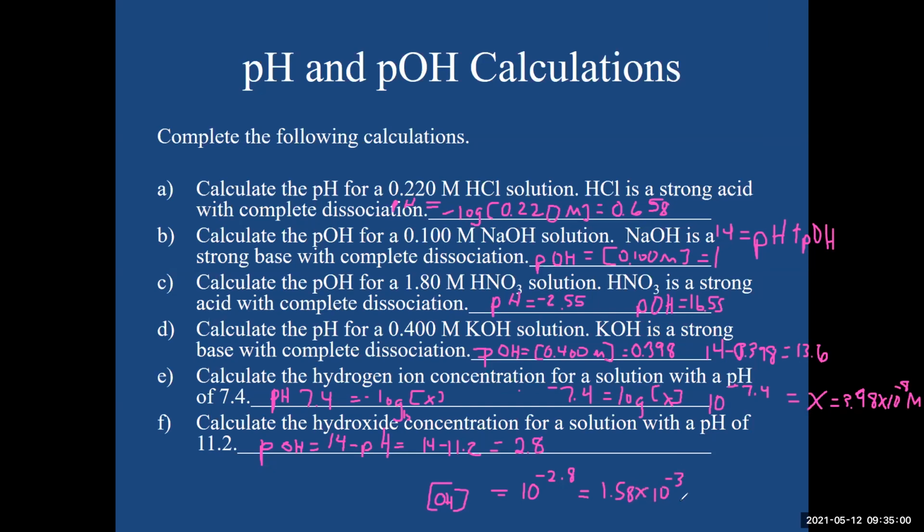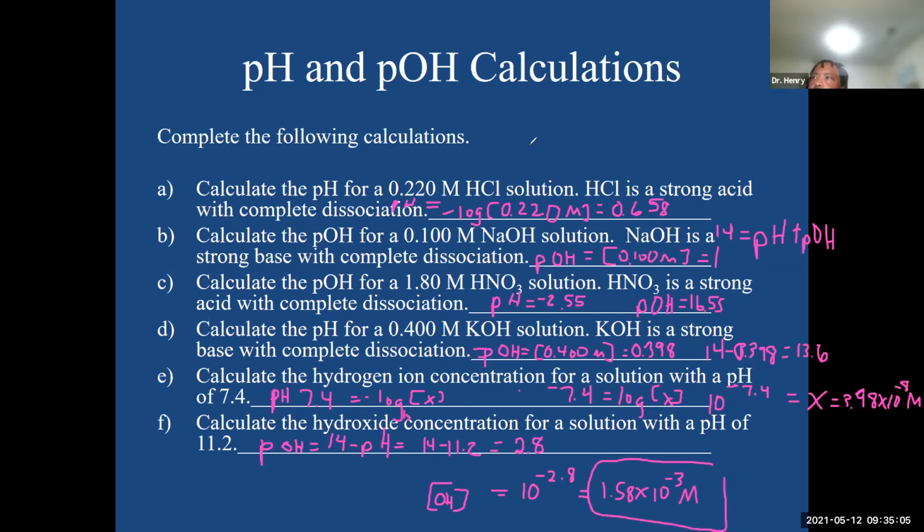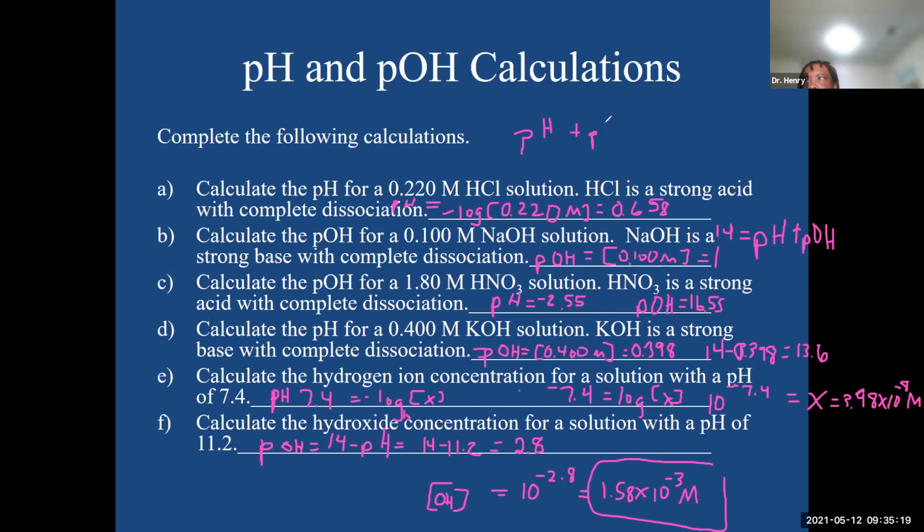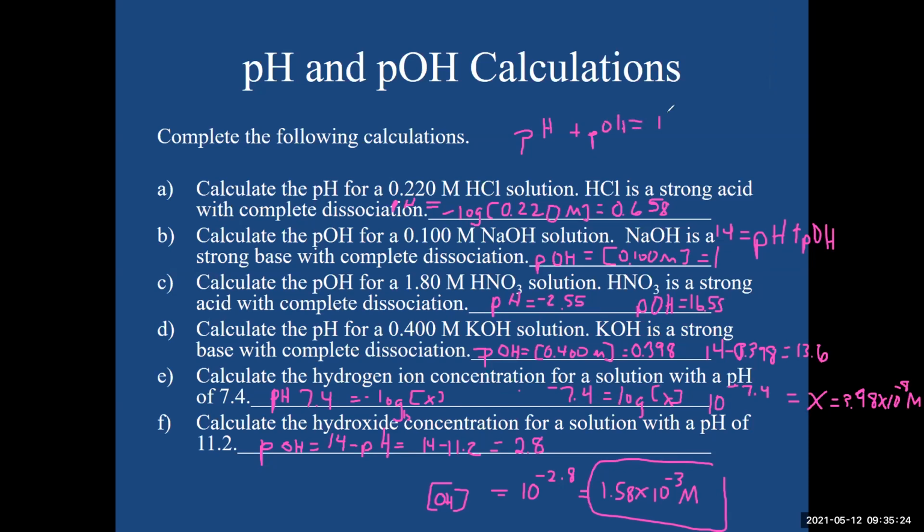Dr. Henry, quick question. Where did the 14 come from? Because we know that water is always going to add up to a Kw of 14. So pH plus pOH will always equal 14. Okay, got it. Good. Yep.